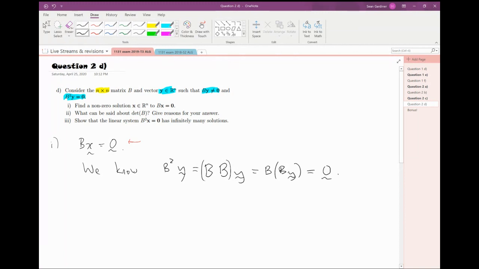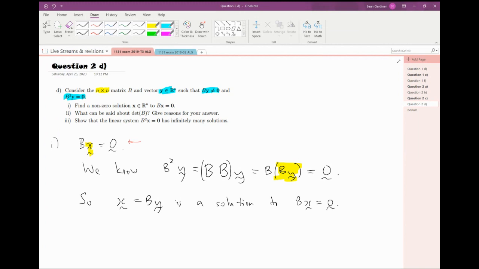Okay. And why have I written it like this? Well, because now it looks exactly like what I'd like it to. I'd like an expression that is b times something equals 0, and now I have that: b times something equals 0, right? So I know that this thing, by, is a solution. Maybe I'll write it so x equals by is a solution to bx equals 0.